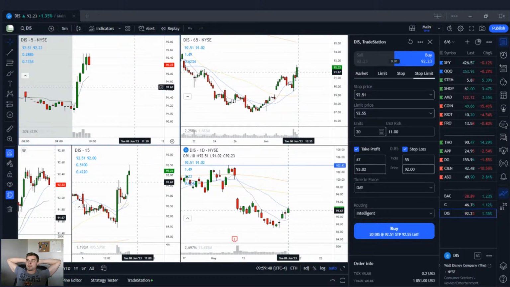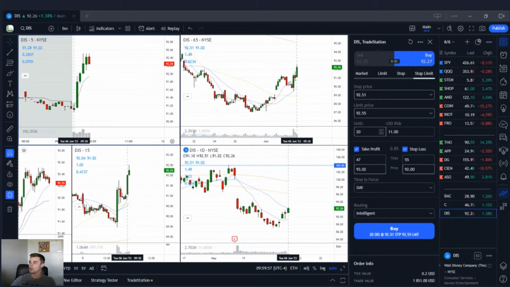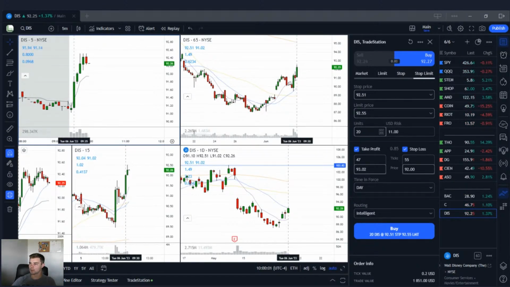So still watching Disney. Got my eye on the Stem. And Riot really did it, dude. That was a tough trade there. All right. So this is kind of what I want to see on Disney: either more consolidation or a retest and right back up.